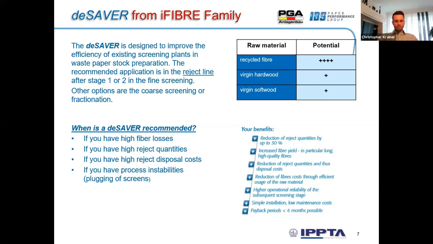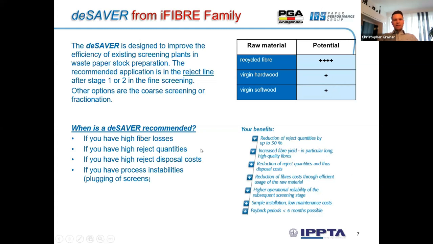But today, we will take a closer look at the desaver. The desaver improves the efficiency of existing screening plants in waste paper OCC stock preparation. The goal of an installation is to keep more fibers in the process and reduce landfill quantities, saving raw material.